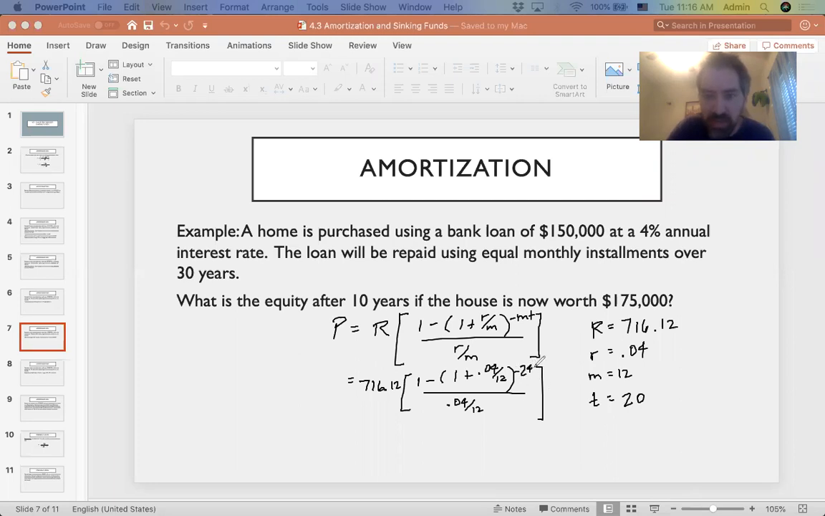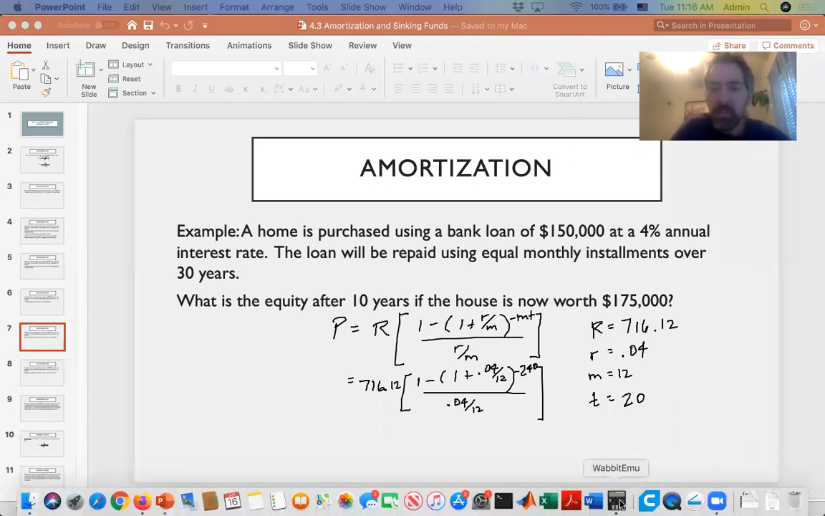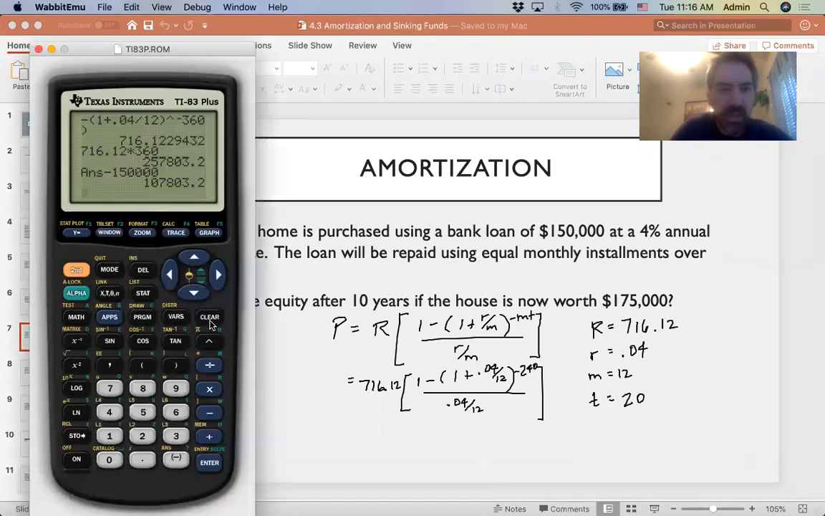That's how many payments we have remaining when we're calculating the equity, right? We've made 10 years of payments, so we've made 120 monthly payments. That means we have 240 monthly payments to go. And this will tell us, once we put this into the calculator, what the balance of our loan is.